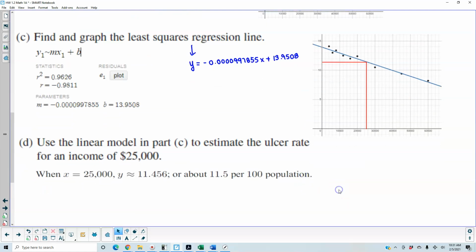So we can also use this model, y equals negative 0.0000997855 multiplied by 25,000, and then add 13.9508, which gives us approximately, again, 11.456, which we can round to 11.5.